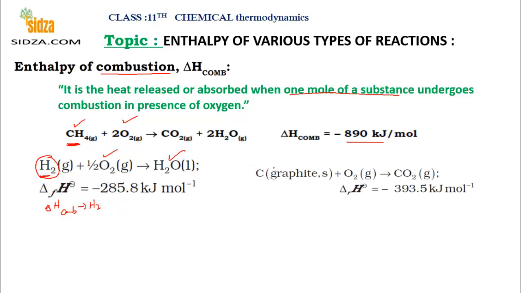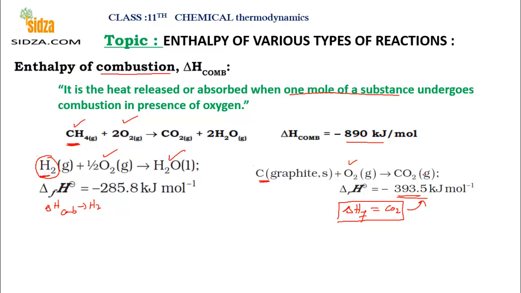Another example here: carbon reacts with oxygen, forms carbon dioxide, and the energy change in this reaction is 393.5 kilojoules. That means when 1 mole of carbon reacts with oxygen and forms carbon dioxide, this is also a combustion, right? Because here the carbon reacts with oxygen and forms carbon dioxide, and a lot of energy is released. So this is the enthalpy of combustion of carbon. And I can also call it the enthalpy of formation of carbon dioxide.